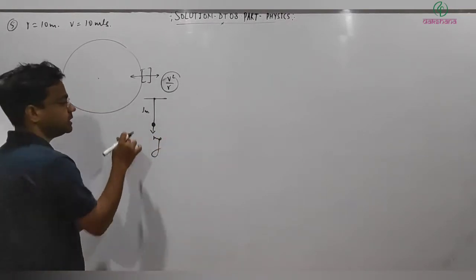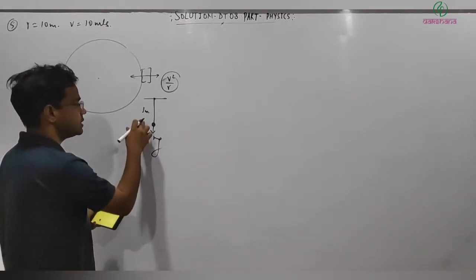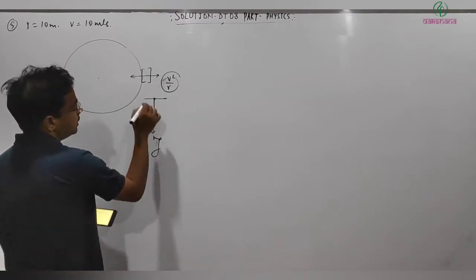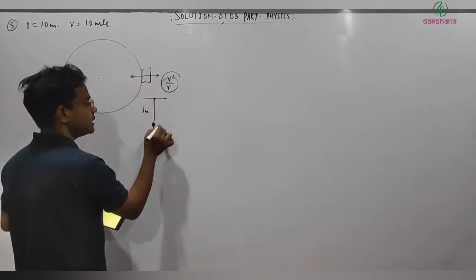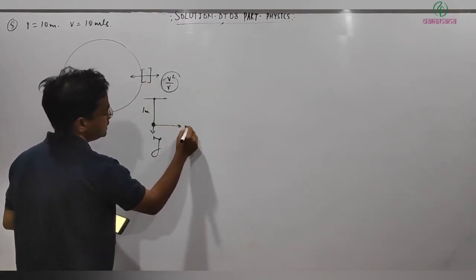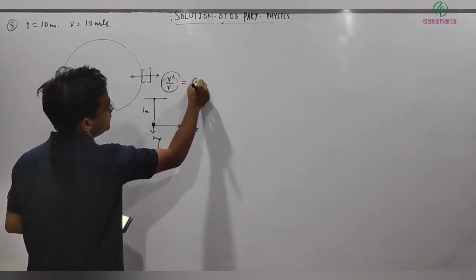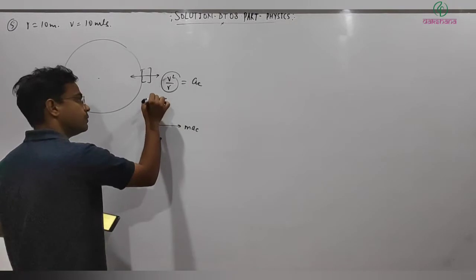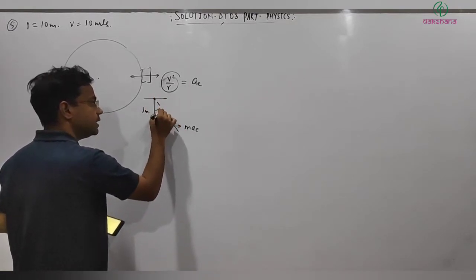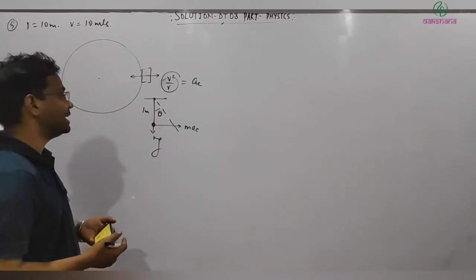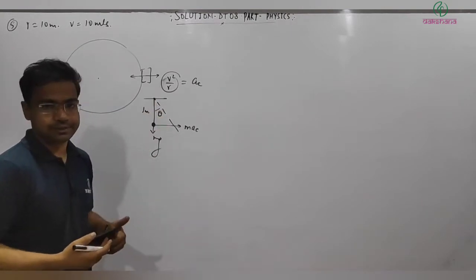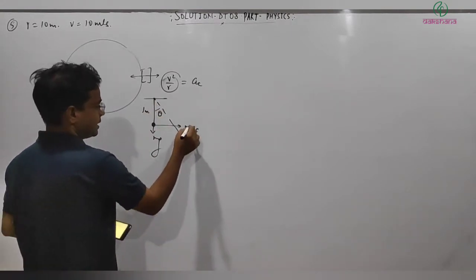So the string will be suspended, the bob will be suspended in this position. But now what is happening, it will have centrifugal acceleration. So one force, that is m a centrifugal, equal to this a_c, must be acting in this direction. Then what will happen, it will align itself at an angle along the net resultant force, is it? And let's calculate m a_c.